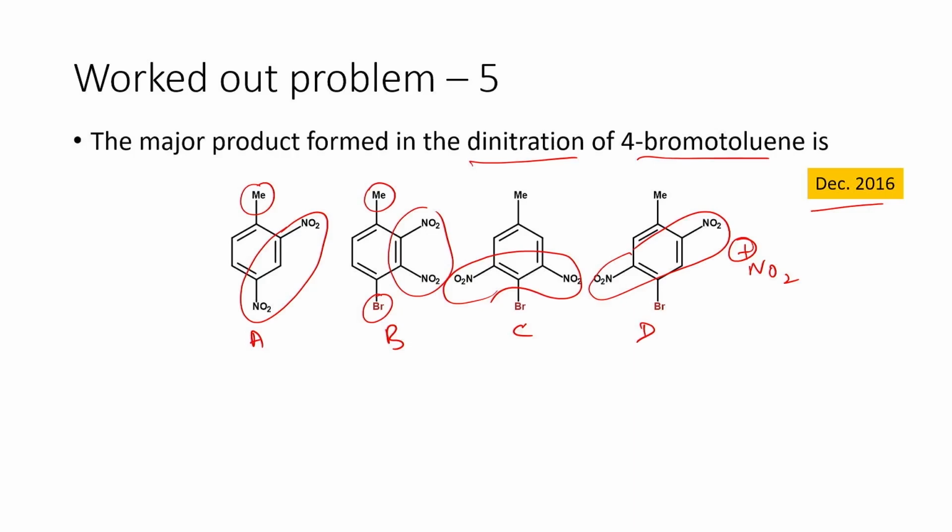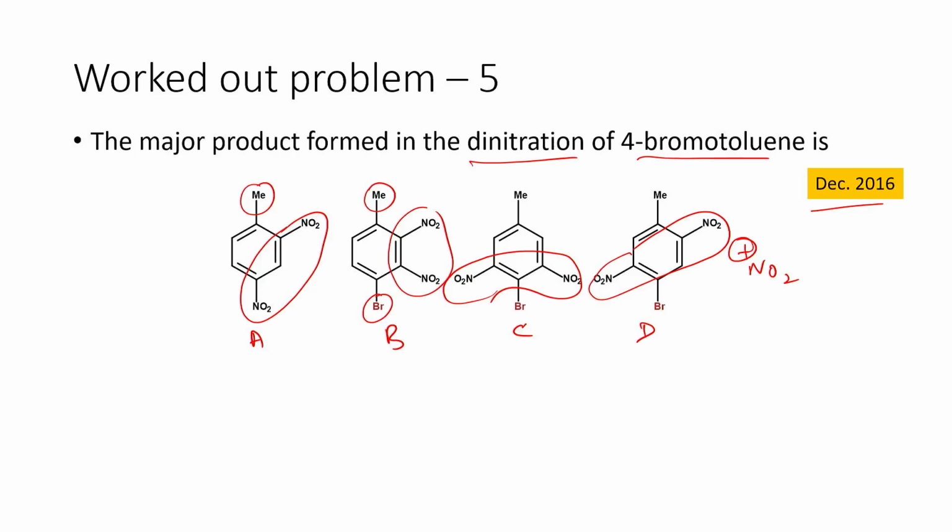So this is one thing we have to remember. Which carbon is going to be electron rich will decide how the nitronium ion will attack. So this is the first step. Once the nitro group is introduced, the system becomes deactivated because of the presence of the first nitro group. So now, if the second nitration has to take place, we have to look at which carbon is still going to be electron rich where the nitronium ion can attack. So these are the two things we have to identify.